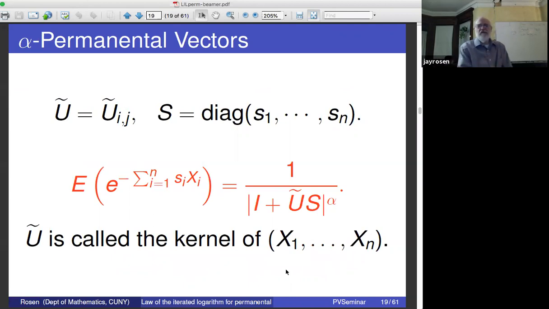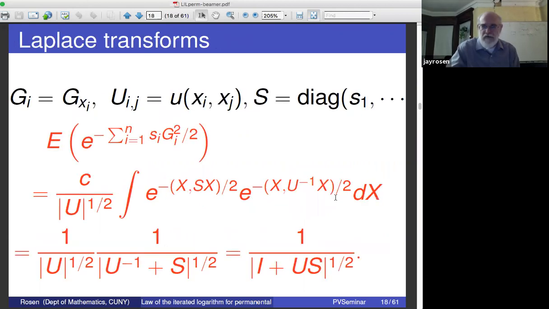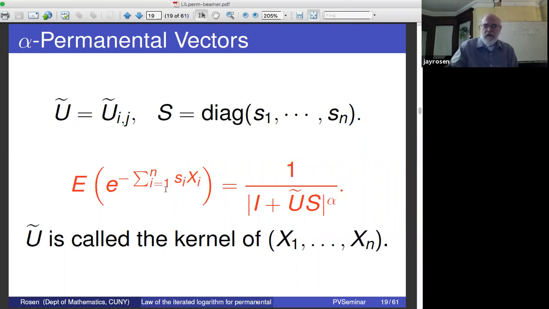And now we have a new definition. If you give me any n by n matrix and diagonals, then if I can find a vector ξ's such that this happens, then the ξ's are called an alpha-permanental vector. In our case, we're mostly concerned with 1/2, but this is quite general. This is called the kernel. I want to mention that such random variables were first studied by David Vere-Jones, whom probably some of you know. He's in New Zealand. This paper in 1997 was in the New Zealand Journal of Mathematics. So he was the one who first studied these types of random variables. He called them generalized gamma random variables.